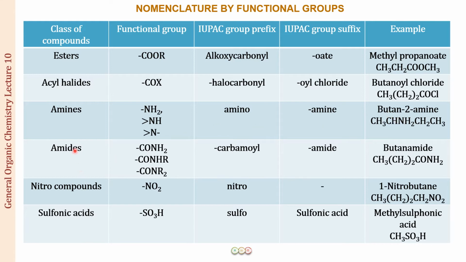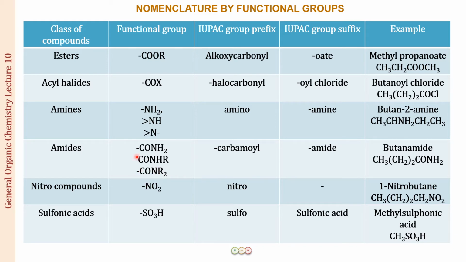Next we have the amides. The amides are also carboxylic acid derivatives. So here also, just like the acyl halides, where we removed one OH group and replaced it by a halogen atom, here we are removing the OH group and replacing it by either an NH2, an NHR, or an NR2.